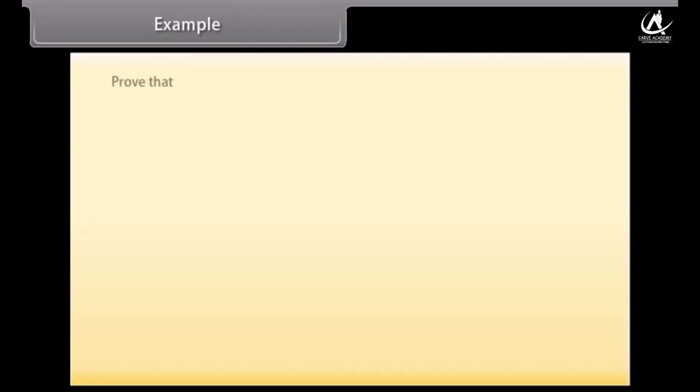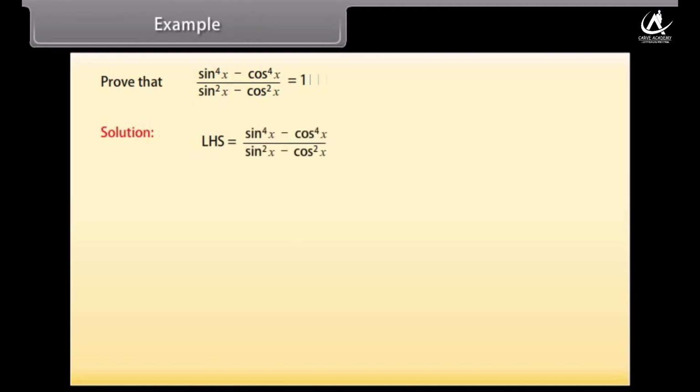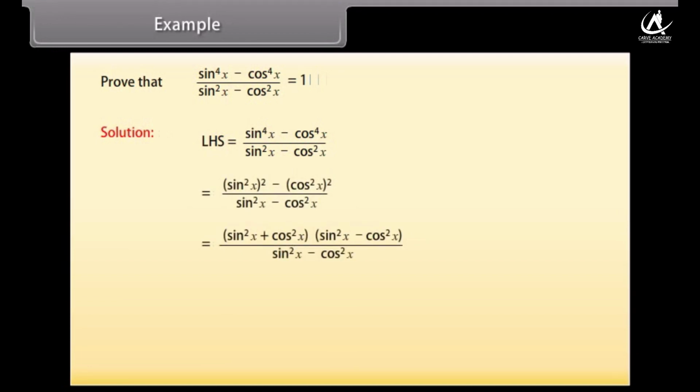Example 2. Prove that (sin raised to the power 4 x minus cos raised to the power 4 x) whole upon (sin square x minus cos square x) is equal to 1. Solution. On solving the left-hand side, we get 1. And this is equal to the right-hand side. Hence, (sin raised to the power 4 x minus cos raised to the power 4 x) whole upon (sin square x minus cos square x) is equal to 1.